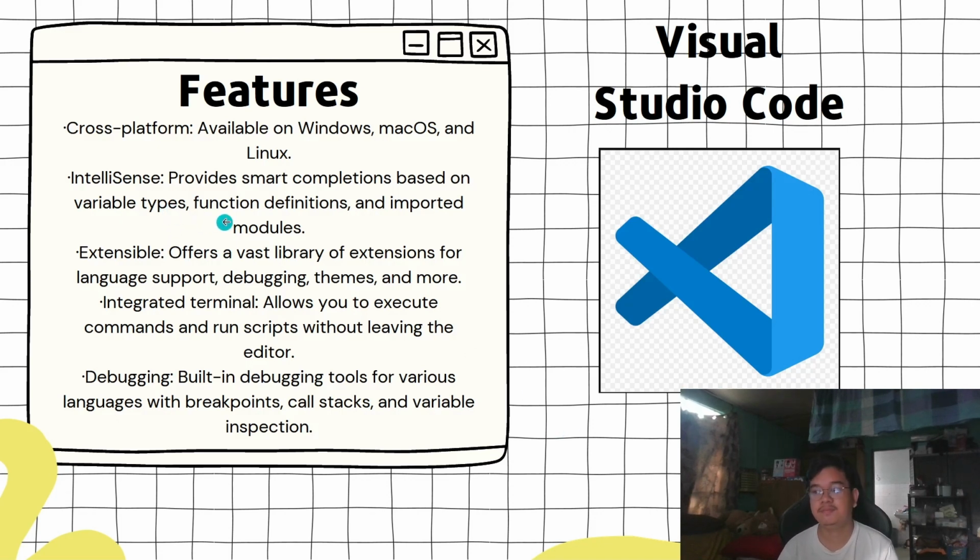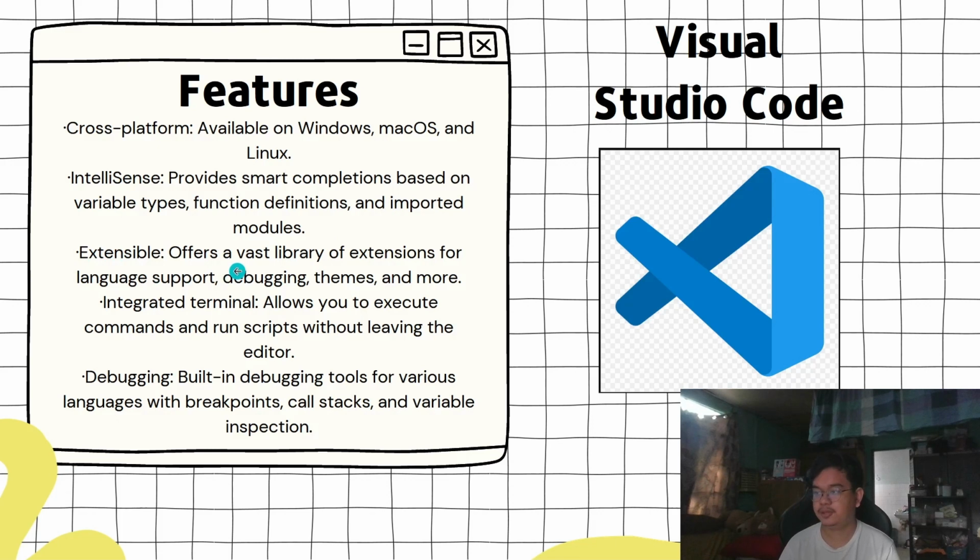IntelliSense is a feature of VS Code. It provides smart completions based on variable types, function definitions, and imported modules. What this means is a good autocorrect system in programming. When we want to type commands or functions, if we have the extensions, it will smart autocomplete for us or suggest different functions while you're typing, so that your job will be easier as a programmer, because you will not be dealing with typographical errors or different problems along the way due to the fact that you have mistakenly typed a function in the programming language that you are using, especially in web development.